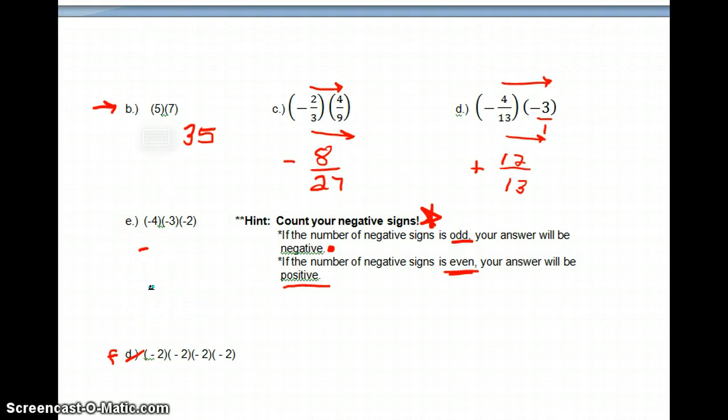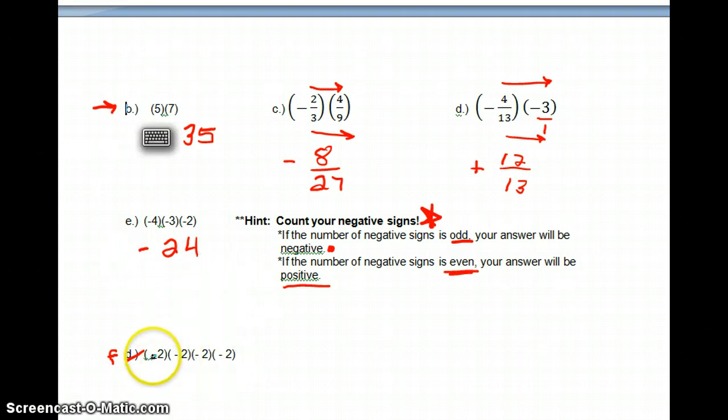And now you don't even have to think about your negatives anymore. Just do your math. 4 times 3 is 12. 12 times 2 is 24. And you have your answer. You didn't even have to think about it.